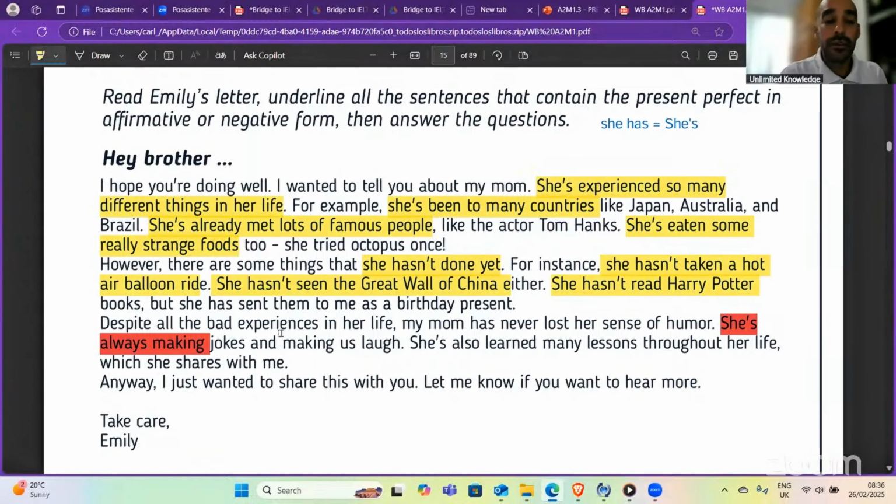And despite all of her bad experiences, my mum has never lost her sense of humor. She has also learned many lessons in her life. And those are the wonderful things that Emily's mother has done. And she has described them to you using the beautiful tense that is present perfect.